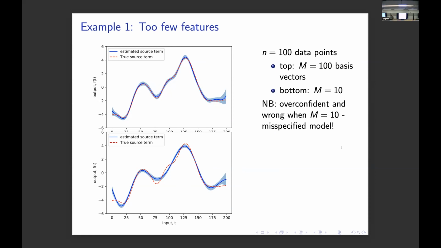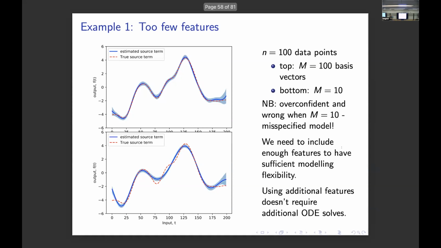And this often happens when we have misspecified models. You'd hope that it'd give you a vague prior, saying you don't know anything. What happens instead in practice is you get a confident prior that's wrong when you have misspecification. But the key thing to note here is that increasing the number of features doesn't require any significant additional work. It just requires a few more inner products to be done. We don't need to do any more system solves, or solve any more differential equations. So post hoc, once we've done all our simulation, we can play around with the number of features as much as we like, assuming we have the memory to store the solutions.